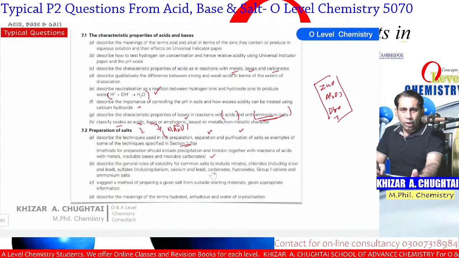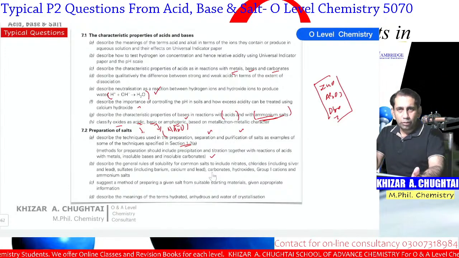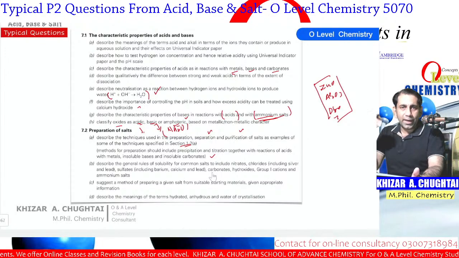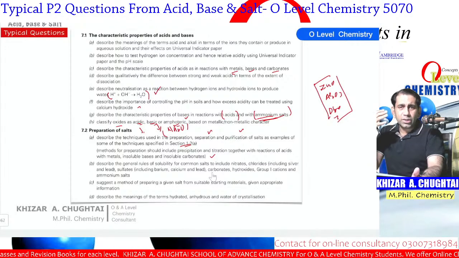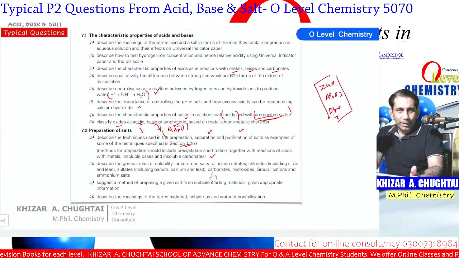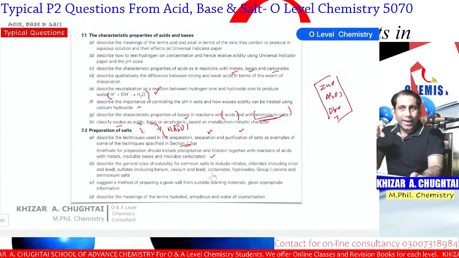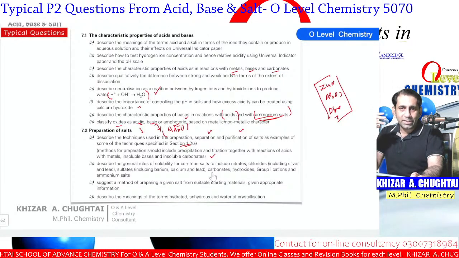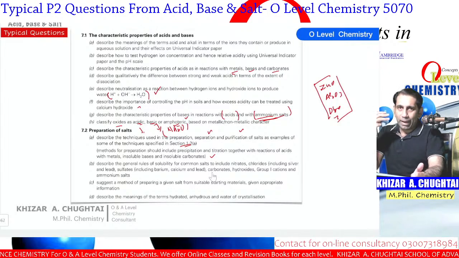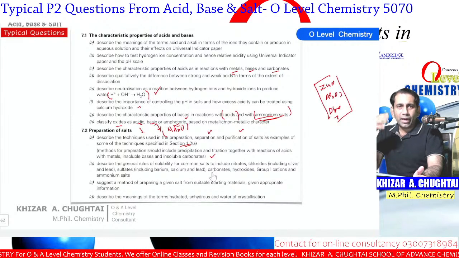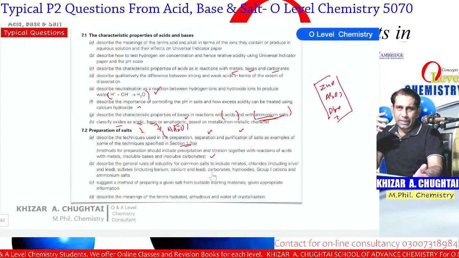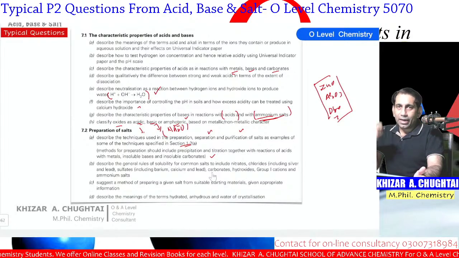The next one, insoluble: all carbonates are insoluble except those of sodium and ammonium ions. Almost all oxides are insoluble. All oxides and hydroxides are insoluble except group 1 and three members of group 2, those lying at the bottom of the group. Three members of group 2 and almost all members of group 1 except lithium, their oxides are soluble.